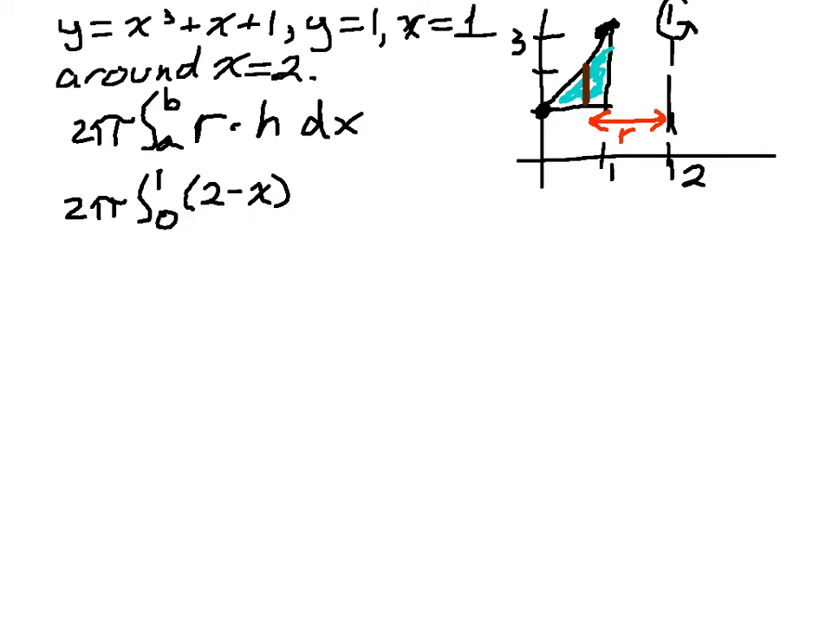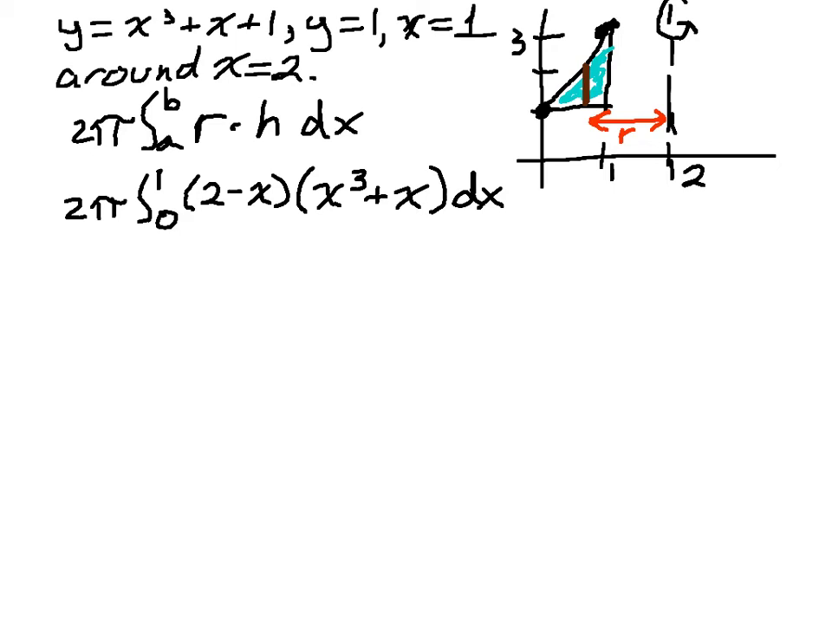The height is going to be the top curve, which is this cubic thing, and then minus the bottom, which is just 1. So that actually works out to just being x cubed plus x, because the plus 1 and then the minus 1 gives us that. So dx. And that's the setup. And again, I'm going to pause this here and work it all out, and then I'll come back to the video and show you my solution so you can compare. So try it on your own.